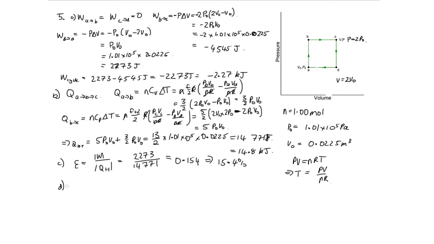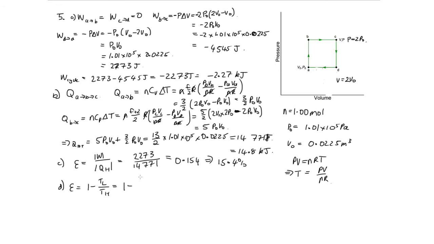Okay, part D now asks us what is the efficiency of a Carnot engine operating between the highest temperature and lowest temperature that occurs in the cycle. So the lowest temperature will be A because it's got the lowest volume and pressure. The highest will be C because it's got the highest pressure and temperature. So we know that the efficiency is equal to 1 minus TL over TH. And so this is 1 minus TL, that's the temperature at A.